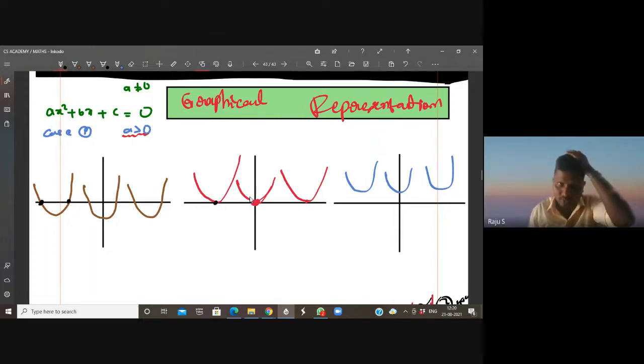What is the first condition here? Delta is greater than 0. Delta is greater than 0 means the roots are real and distinct. We can't say it is positive roots. Is it clear, students? The roots are real and distinct; that is the meaning of delta greater than 0. Look here. When I see this, origin will be here. What about these roots, positive or negative? See, the graph intersects the x-axis at how many points?